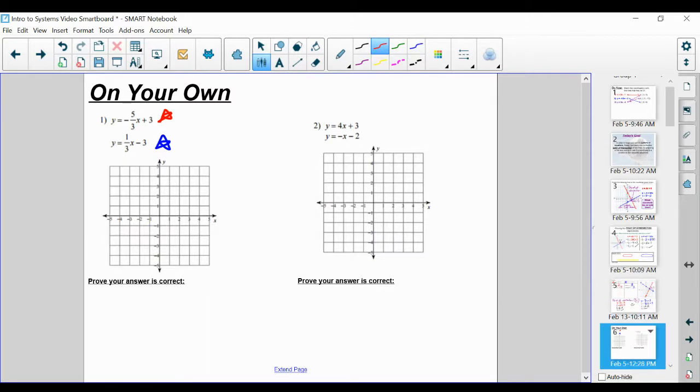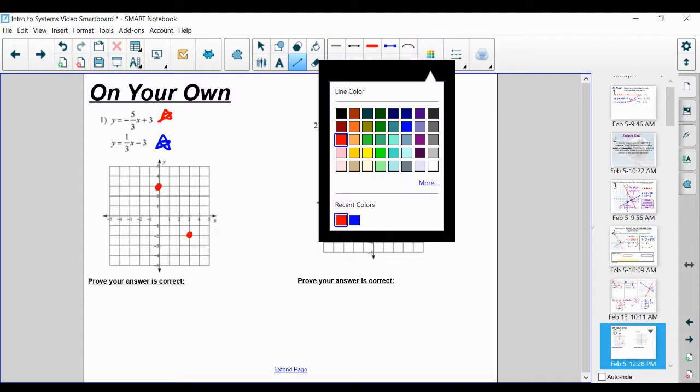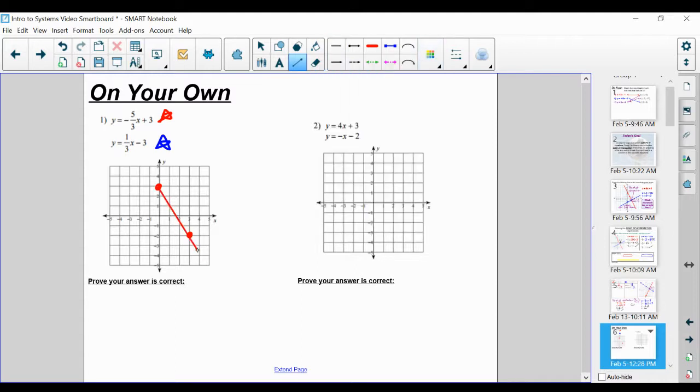We're going to graph that first equation. Our y-intercept is 3. Our slope is negative 5 over 3, which means we go down 5 units and right 3 units. So 1, 2, 3, 4, 5, 1, 2, and 3. Now that we have our 2 points, we can graph our line. This one's going to be a bit messy, but I'm going to do my best here.